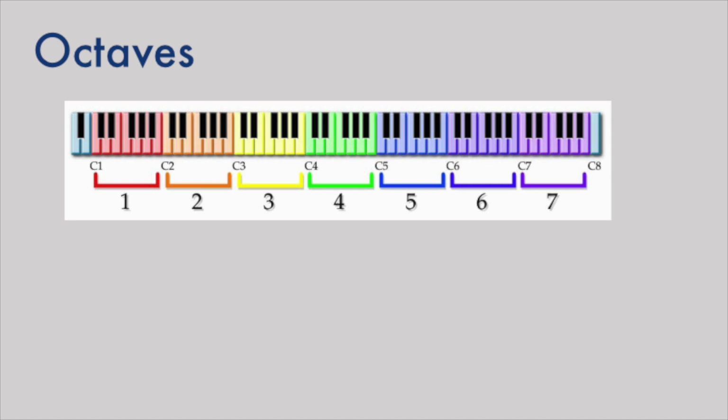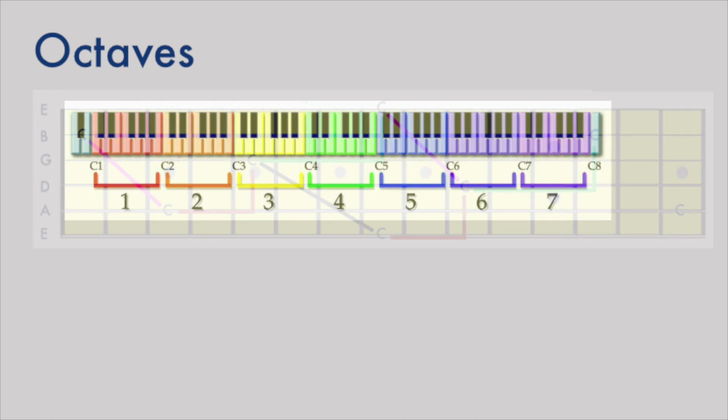On a piano, this is super easy to find. You just move 12 keys, counting black and white, to the left or right.